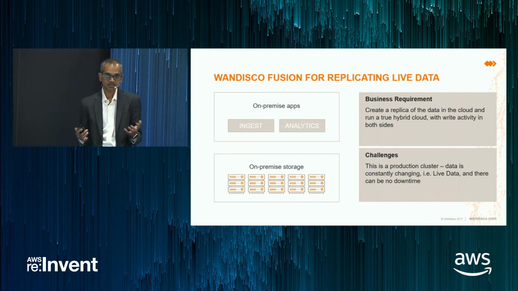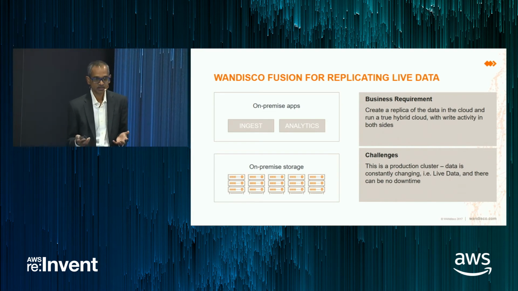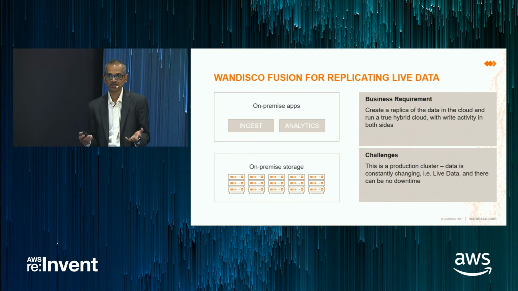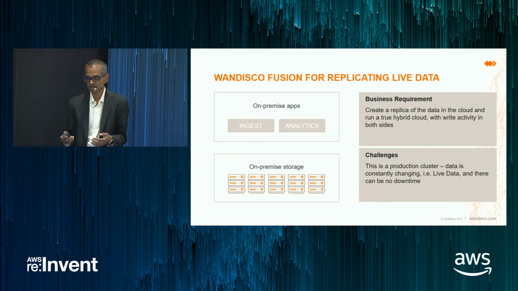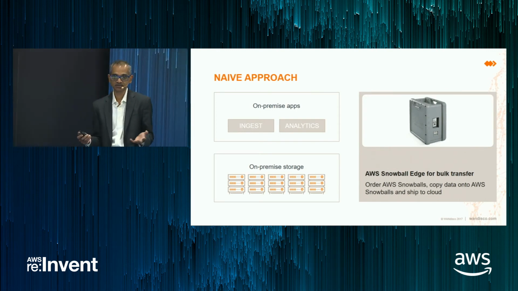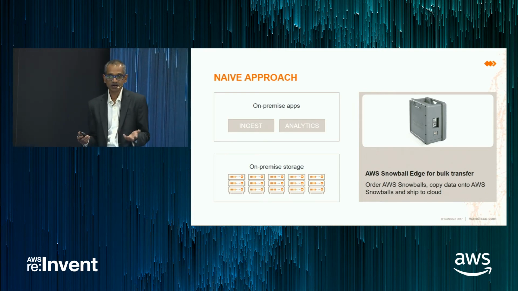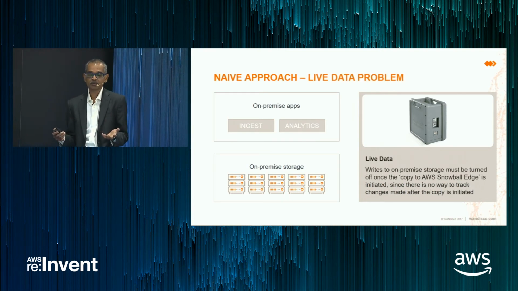It's got data that's flowing in constantly. It's got analytics that are running. You cannot take downtime. How do you manage to do this migration and creation of the hybrid cloud? A naive approach would be to order a Snowball, load the data onto your Snowball, and ship it off. But there's a problem here.